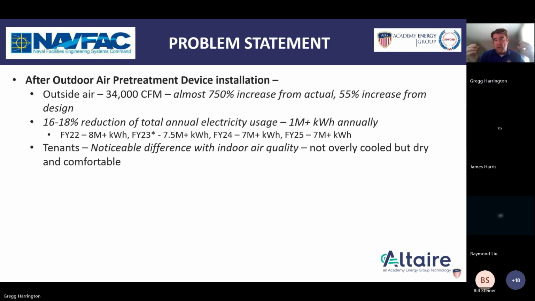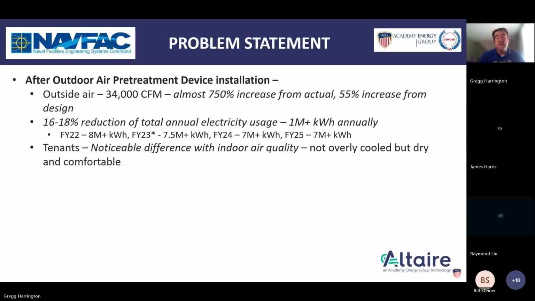So once said and done, our units are installed. What we've been able to do is increase the percentage of outside air for the building to meet ASHRAE 62.1 compliance. So we basically went from 4,000 CFM measured to roughly 34,000 CFM currently being ventilated into the building.